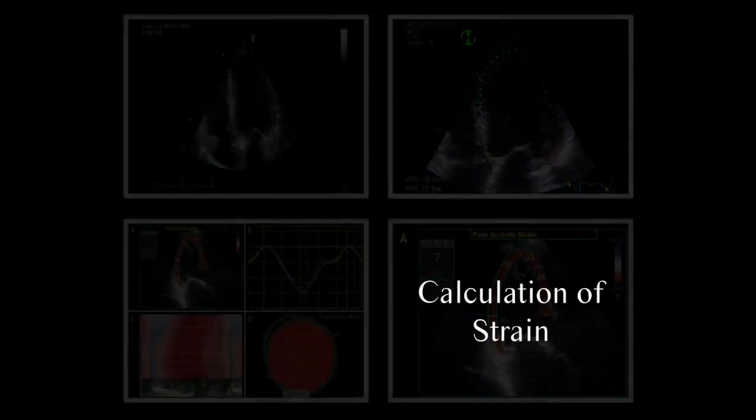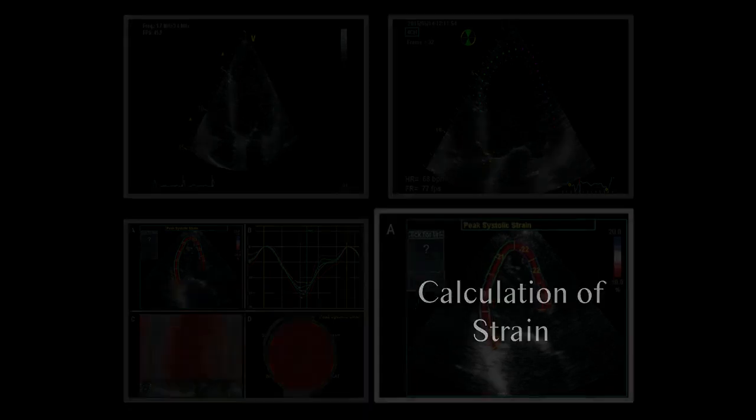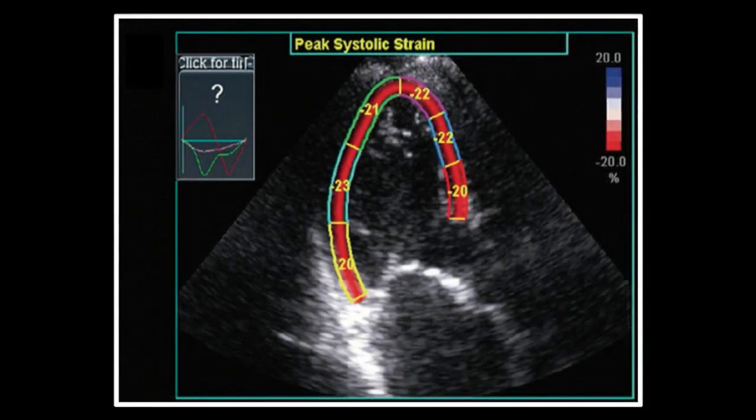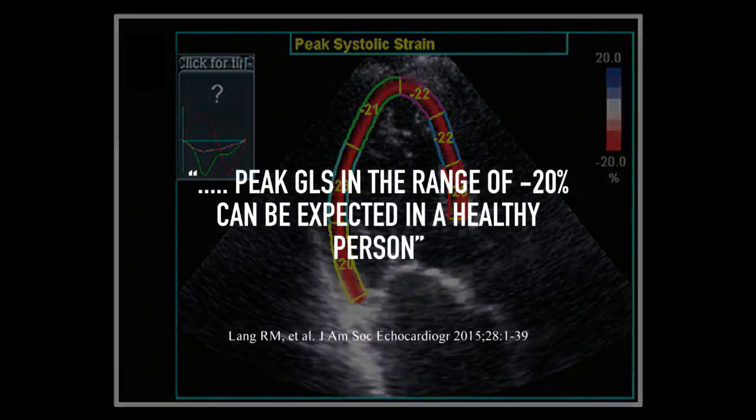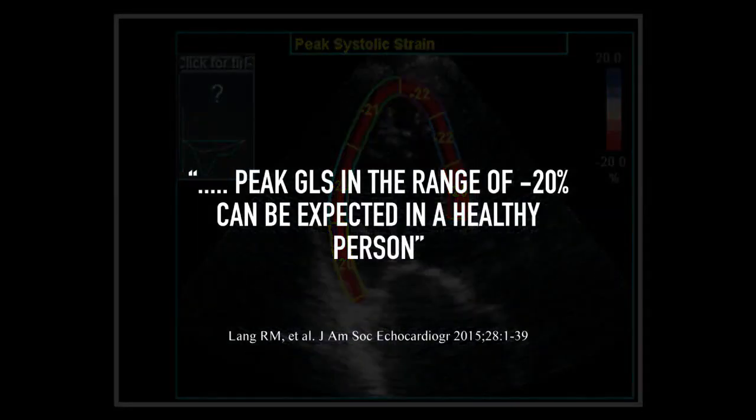The left ventricle then is broken up into 18 segments where we can calculate systolic strain for each segment. That segmental data, which you can see here superimposed on this apical long axis, is then combined to give us a global evaluation of myocardial strain, which we call global longitudinal peak systolic strain. And in healthy individuals, this is between -18 and -20%.